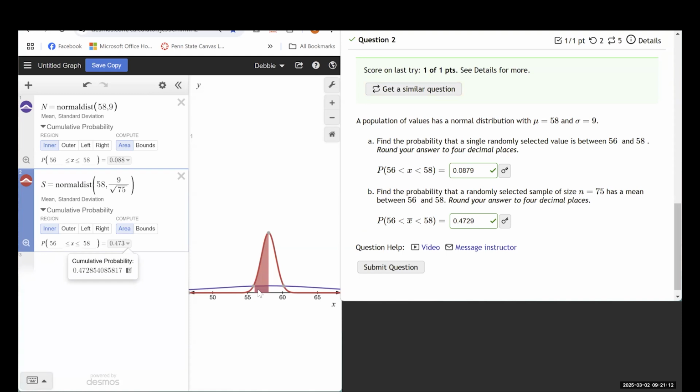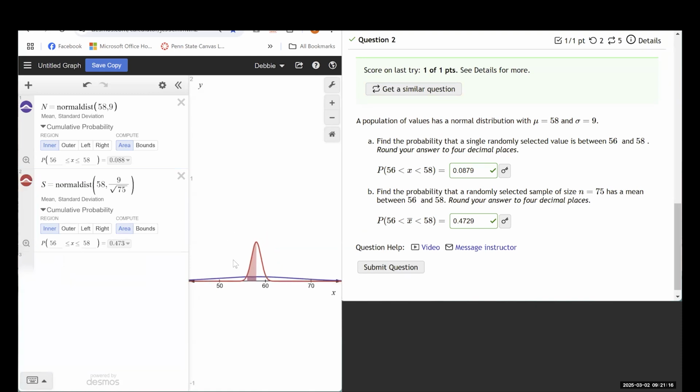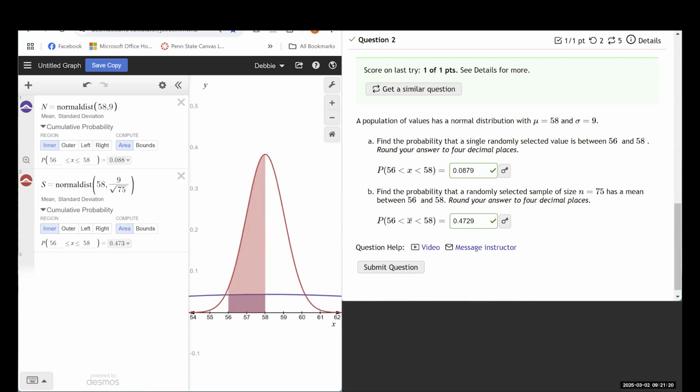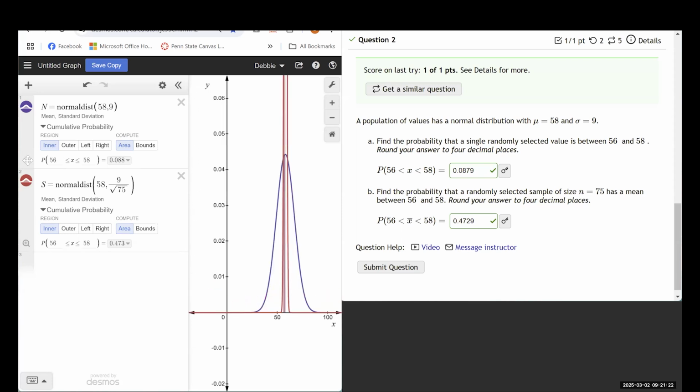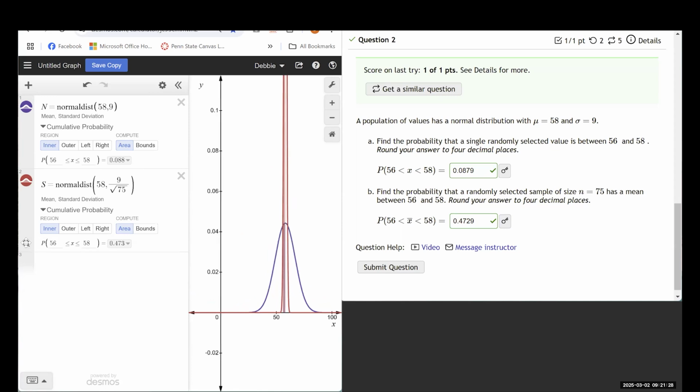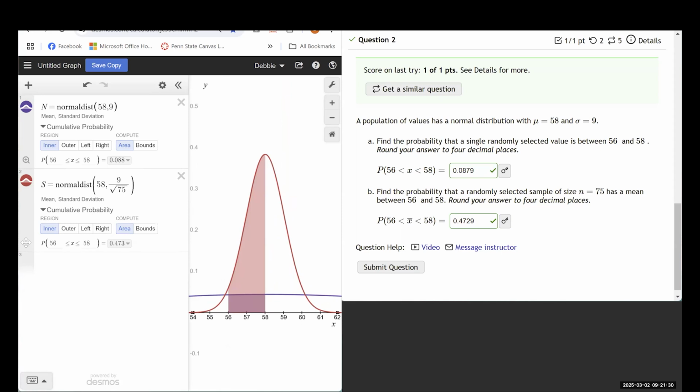0.4729. So as you would expect, and as we can see from the difference in the distribution shapes of the sampling distribution versus the underlying X distribution, we would expect this to be a much bigger probability because the sampling distribution is so much more compressed over that mean.